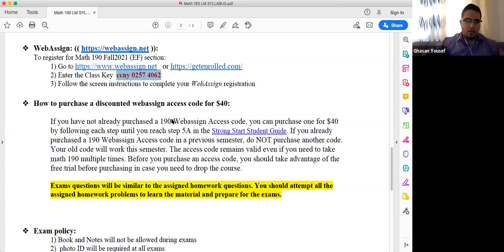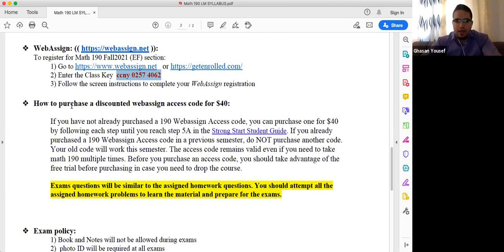Why? Because by using the CityMail email, you will get a 40% discount for the WebAssign access code. The course will be $40 instead of $120. This access code is only for students in City College, CCNY. So students in City College will get a discount code, and they will purchase it for $40 only, instead of $120, because you are a student in City College.